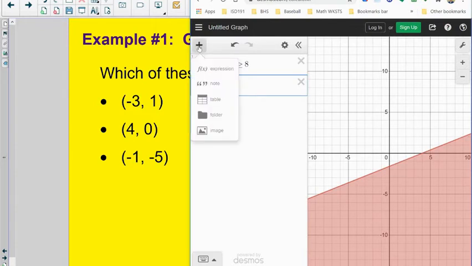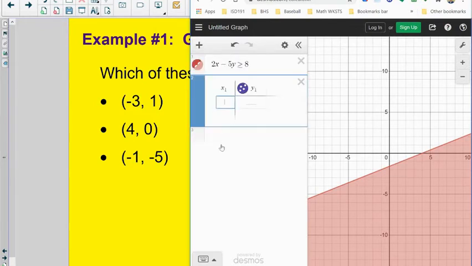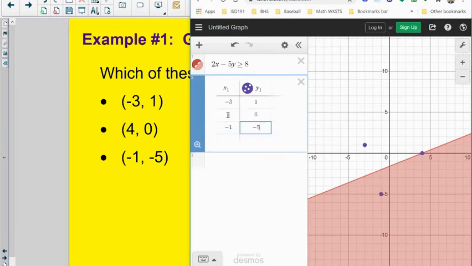So if you click Add Item and then Add a Table, we can enter these 3 data points into a table. And since it's in a table, Desmos is going to add it to our graph, which is kind of neat. So I'm going to do -3, 1. Notice how it adds it right here. Oh, you know what? I was looking down here at -3, -1. Good thing we checked because I was plotting it wrong in my head. 4, 0, and last is -1, -5.